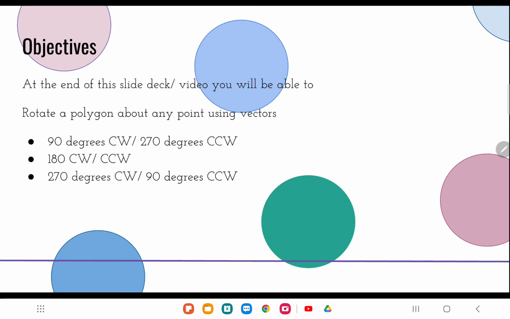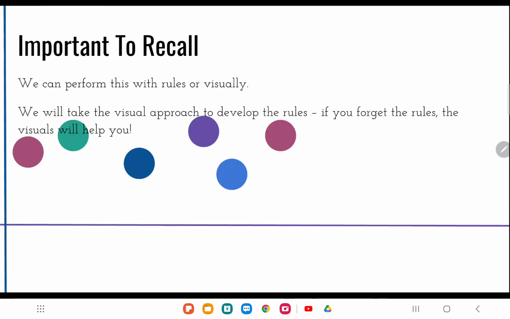To perform these, we will use vectors. Again, we can perform this with rules or visually. It is much easier to think about it in terms of rules of rotating vectors if you first go through the visual process. So you want to be able to think back on the visuals that will help you.